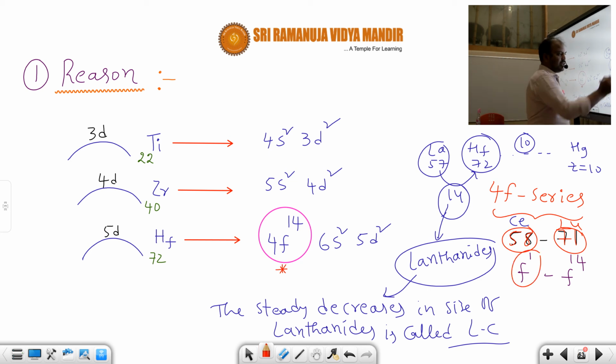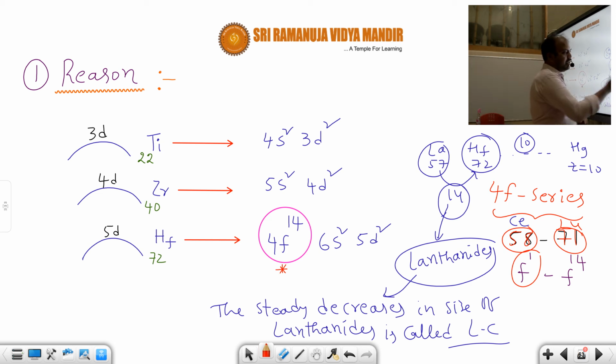Cerium means the differentiating electron enters into which subshell? F subshell. That's why it is an f block element. Cerium to lutetium, all these 14 elements are f block elements. That's why those elements are kept at the bottom of the periodic table, due to the reason that the differentiating electron, the last electron, enters into the f orbital.